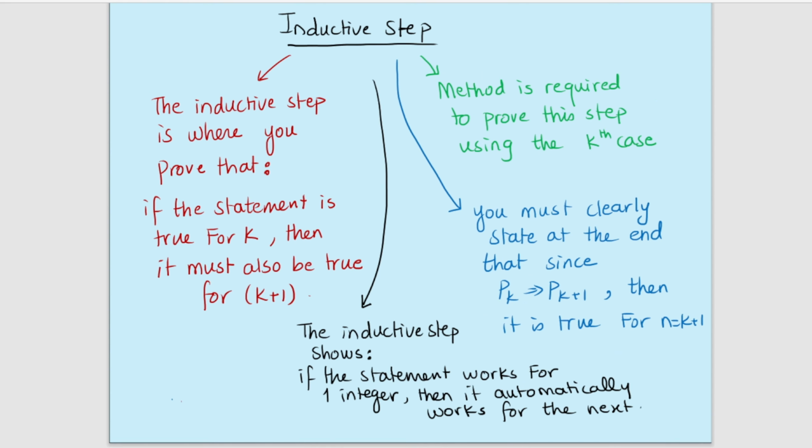Third step is the inductive step, and all the proof happens here. So the inductive step is where you prove that if the statement is true for k, then it must also be true for k plus 1. The method is required to prove this step using the kth case. Here you need to show all the working. You must clearly state at the end that since P(k) is true, then P(k+1) is true for n equals k plus 1. The inductive step shows if the statement works for one integer, then it automatically works for the next.